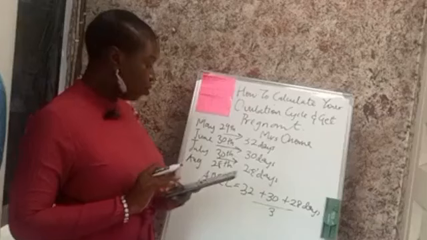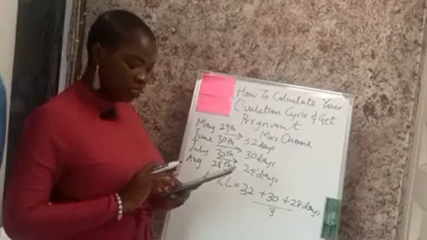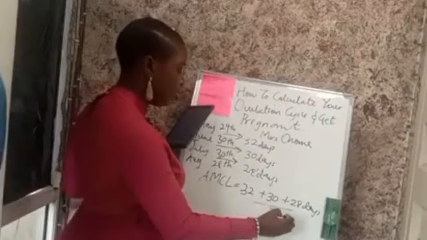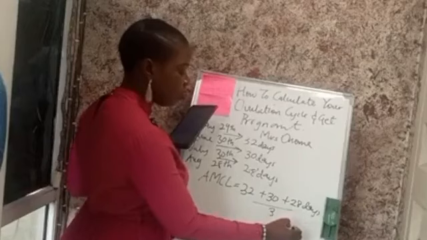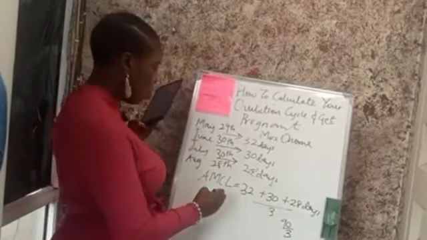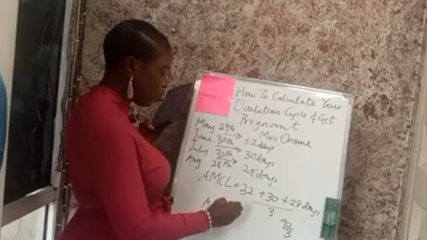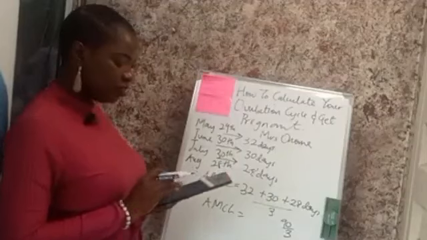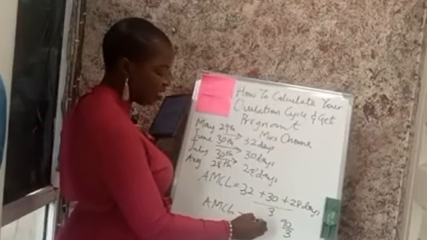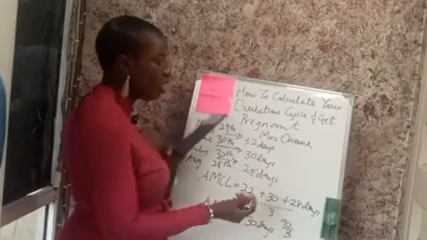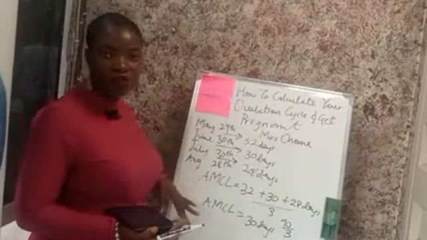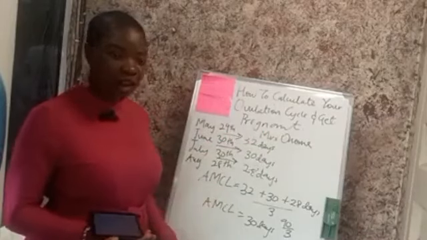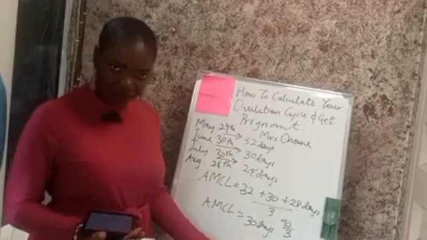Let's see what this will give us. We have 32, we have 30, and then we have 28. So we have 90 days over 3. So our average menstrual cycle length will be equal to 90 divided by 3. That is 30 days. So for this month put together, Mrs. Onome's average menstrual cycle length is 30 days.